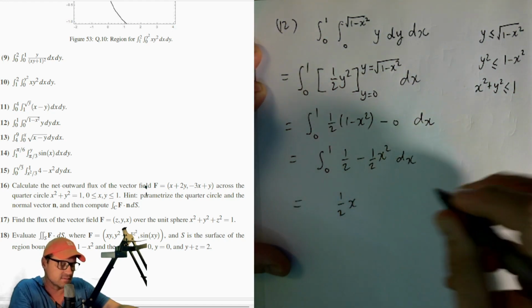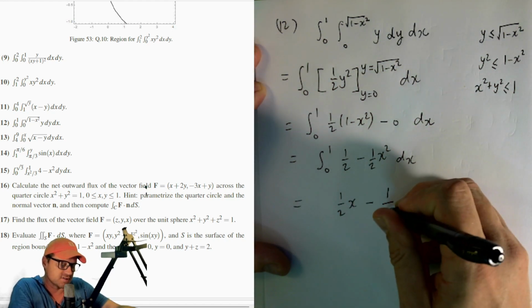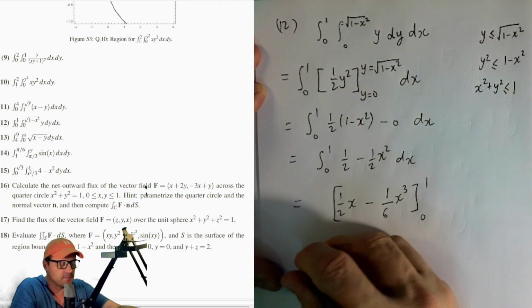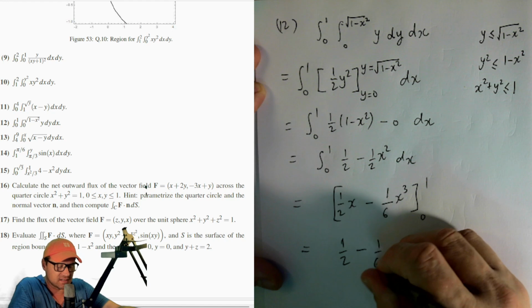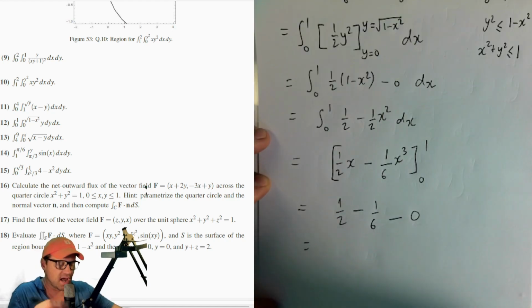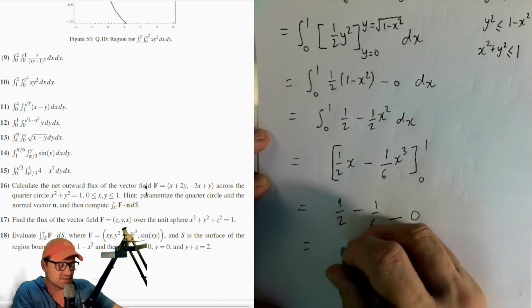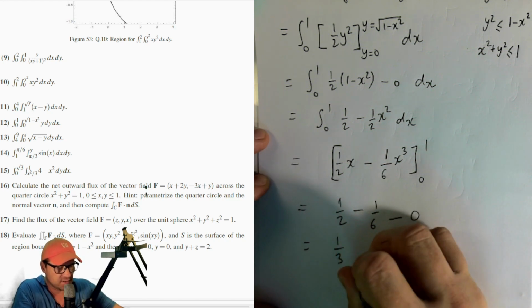So 1/2 x minus 1 over 2 times 3 is 6, x to the power of 3. So substituting in the 1, we have 1/2 minus 1/6, and then minus 0. So 1/2 minus a 6th is 3/6 minus 1/6, which is 2/6, and so that is 1/3.